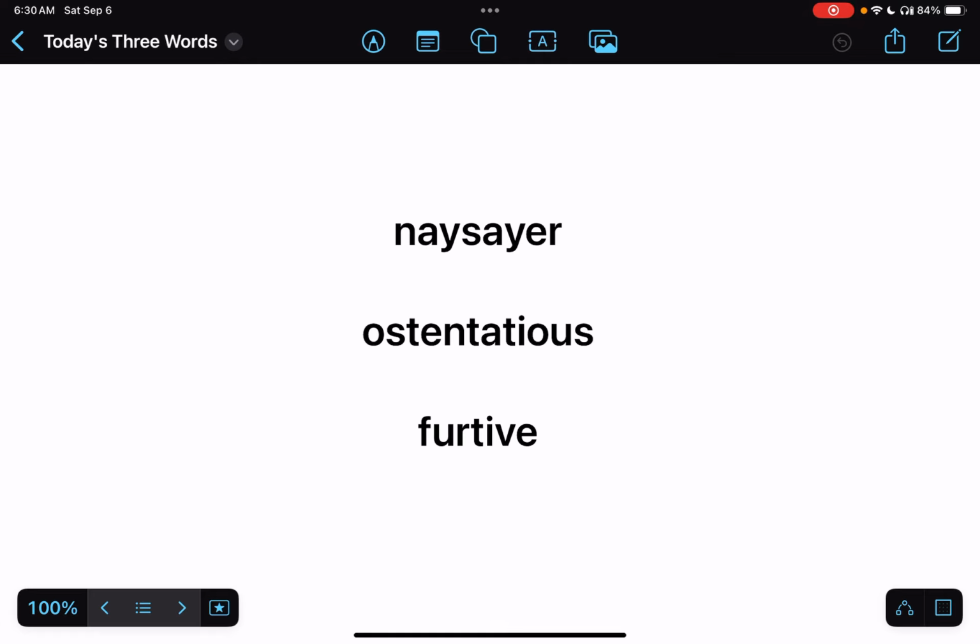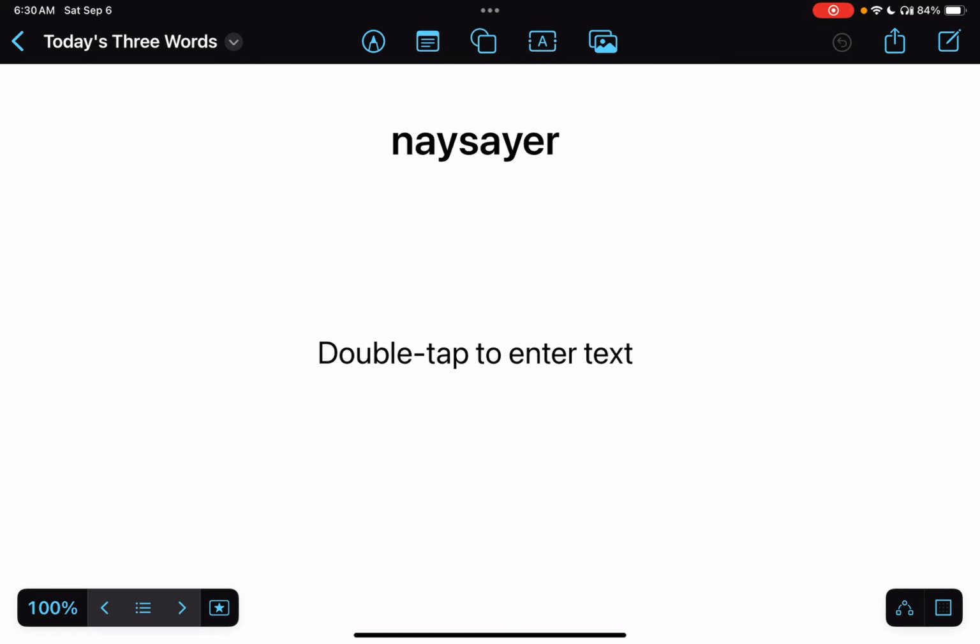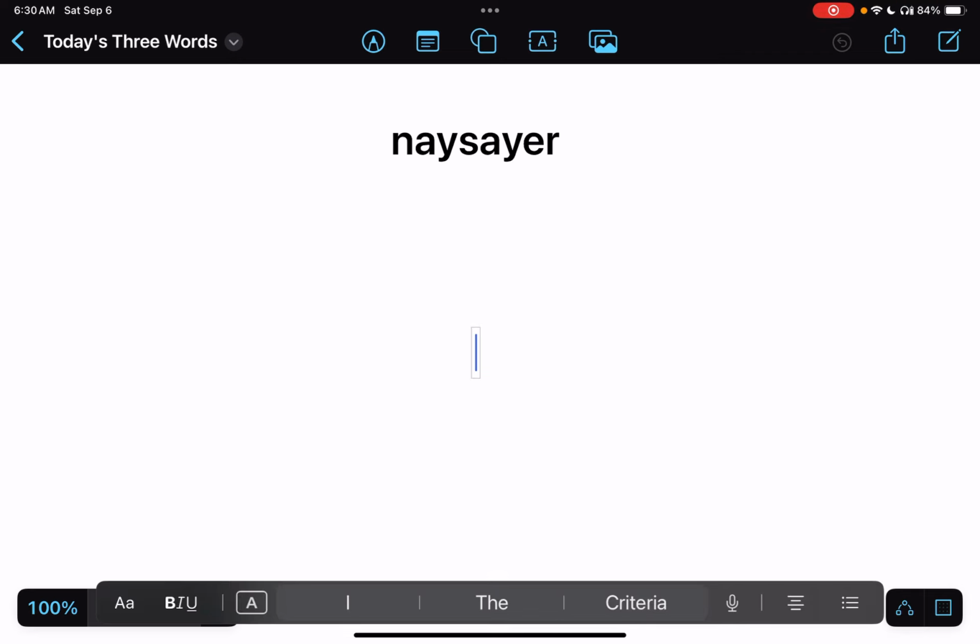All right, let's get started with naysayer. Let's see what we can come up with for naysayer. And naysayer, by the way, is a noun, a word that represents a person, place, or thing. And it means one who opposes or is skeptical about something.